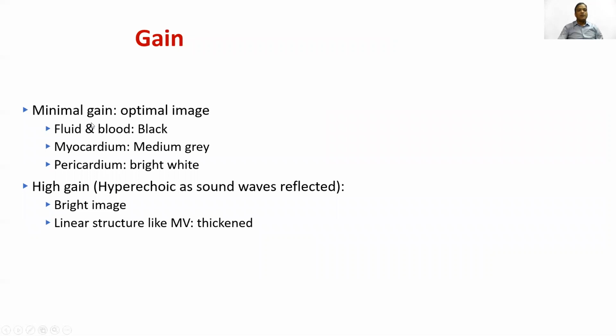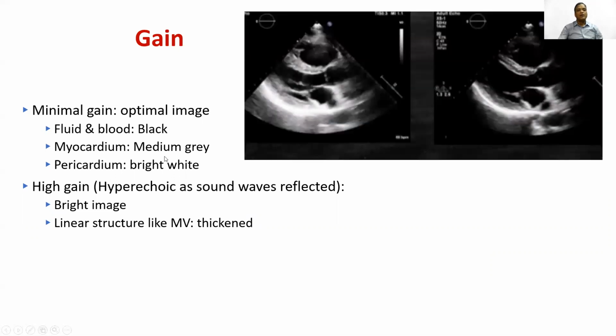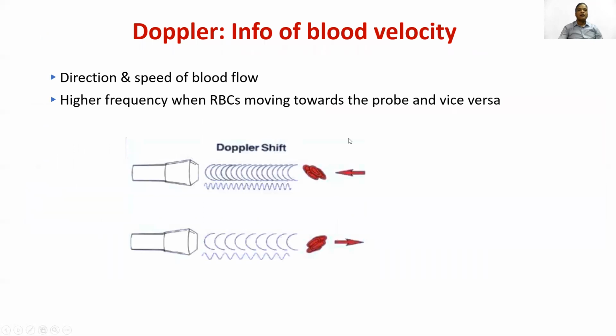We have to keep the gain minimal to get the optimal image. For example, if the gain is normal, then fluid and blood will look black, the myocardium will look medium gray, and the pericardium will look bright white. In this picture, the gain is very high, so everything looks white. And in this picture, the fluid and blood are black, and other things are adequate in color.